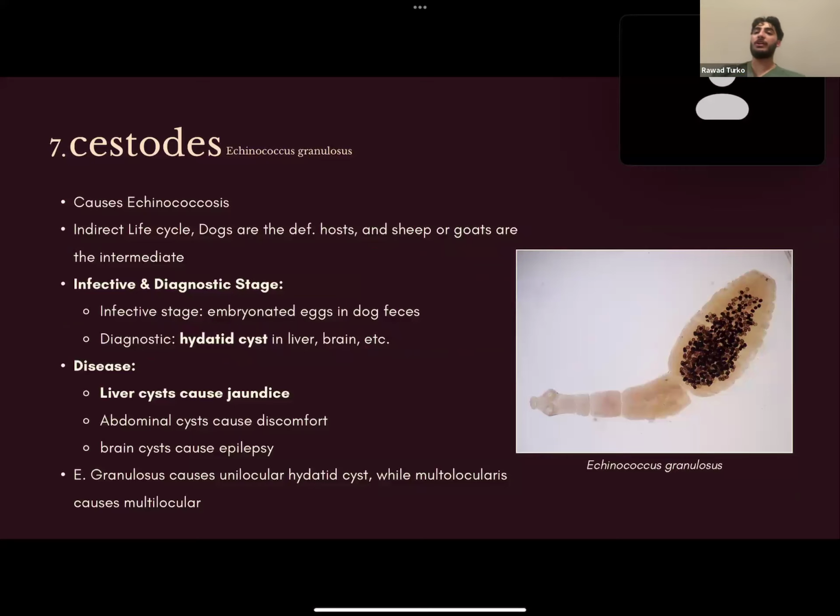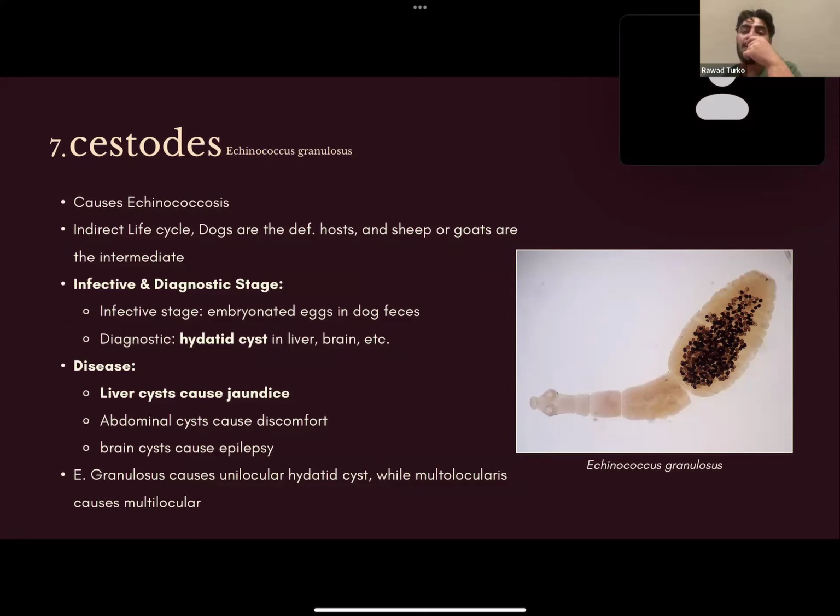And then we're going to go to Echinococcus granulosus. So I like to remember this is the dog one. So we had the cat protozoa, which was Toxoplasma gondii. Now we have Echinococcus granulosus, which is the dog one. Okay. So it causes echinococcosis.